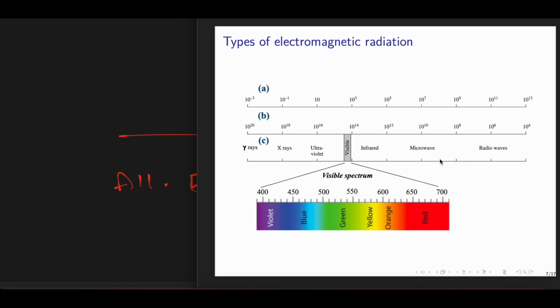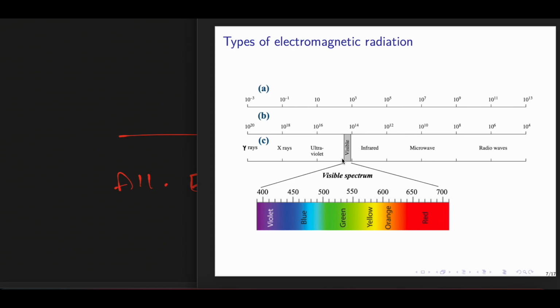Here we can see the different regions of the electromagnetic radiation. The visible region is the region which our eye can detect. It is composed of all the colors in the visible spectrum. So it ranges from 400 nanometers to 700 nanometers.